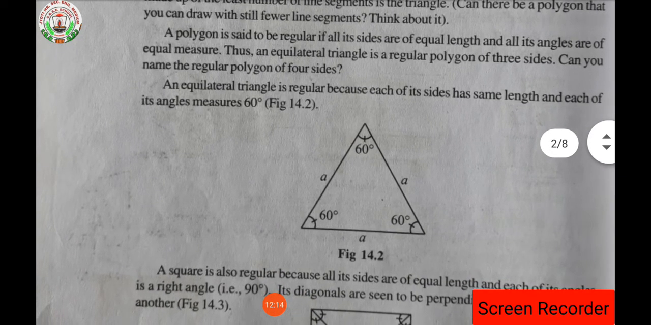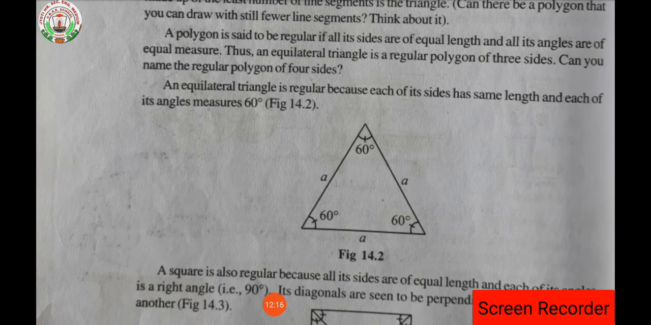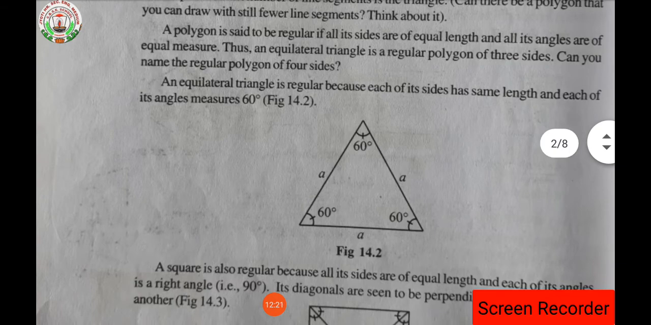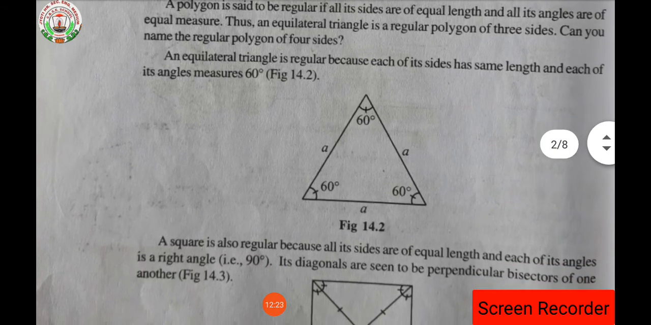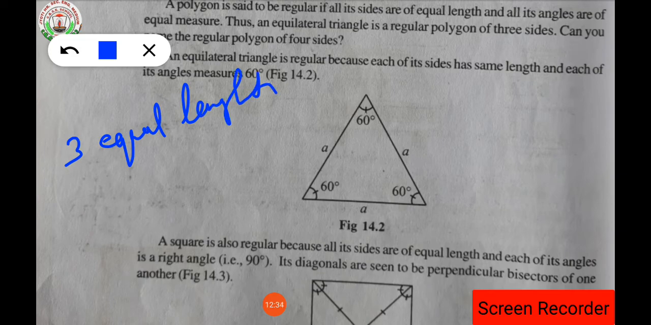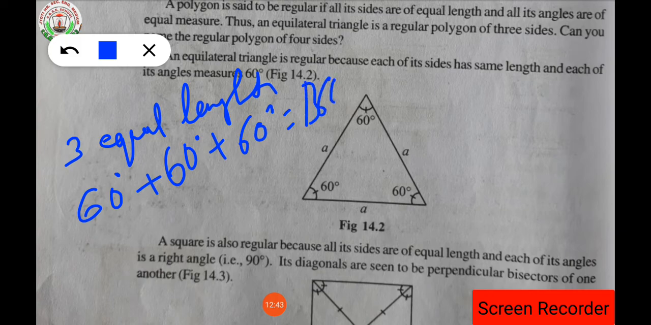Okay, next here, an equilateral triangle is regular because each of its sides has the same length and each of its angles measures 60 degrees. All of you know what an equilateral triangle is? An equilateral triangle is having 3 sides of equal length. This everybody knows, isn't it? And the angles of an equilateral triangle, all the 3 angles will be equal to 60, 60 and 60. When we add them, it will become 180, isn't it? How much will it become?